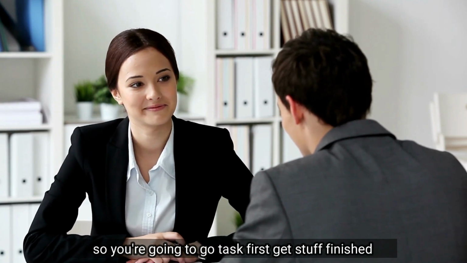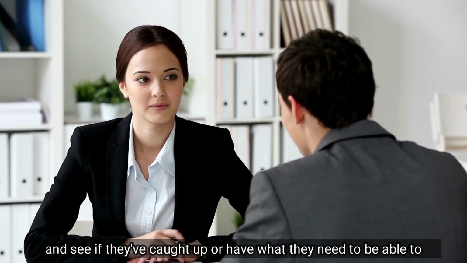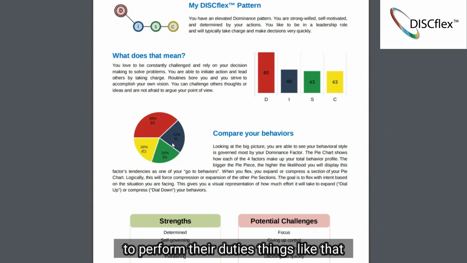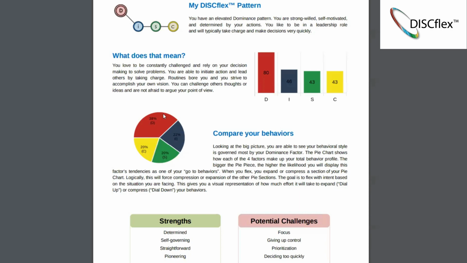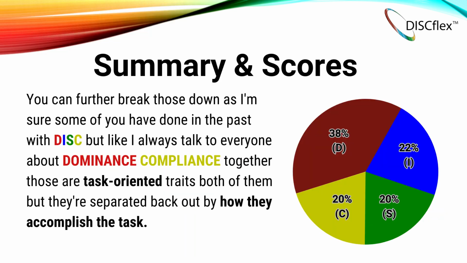So you're going to go task first, get stuff finished, then go to the people side and check on people and see if they've caught up or have what they need to be able to perform their duties. So again, we've got extrovert, introvert, people orientation, and task orientation. You can further break those down, as I'm sure some of you have done in the past with DISC. But like I always talk to everyone about, dominance and compliance together are task-oriented traits, both of them, but they're separated back out by how they accomplish the task.